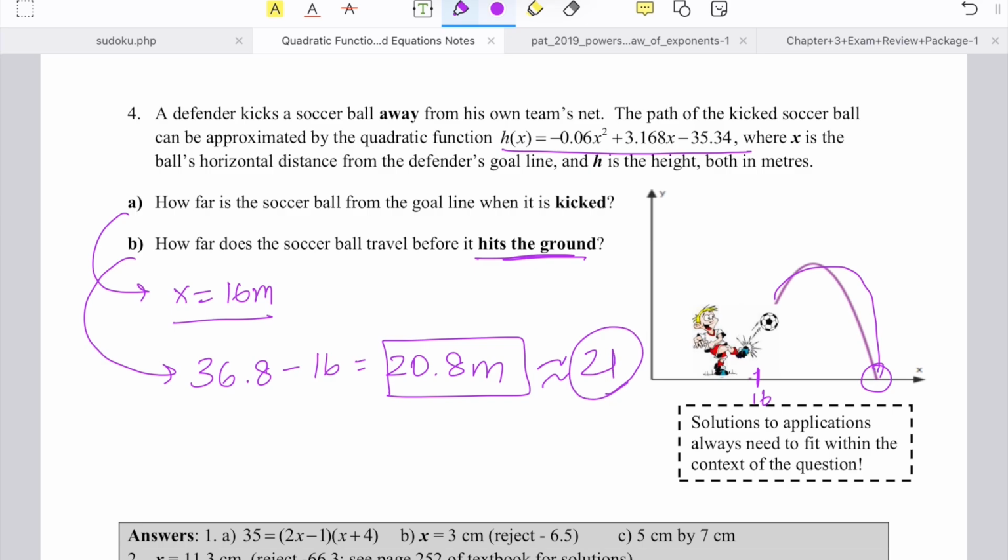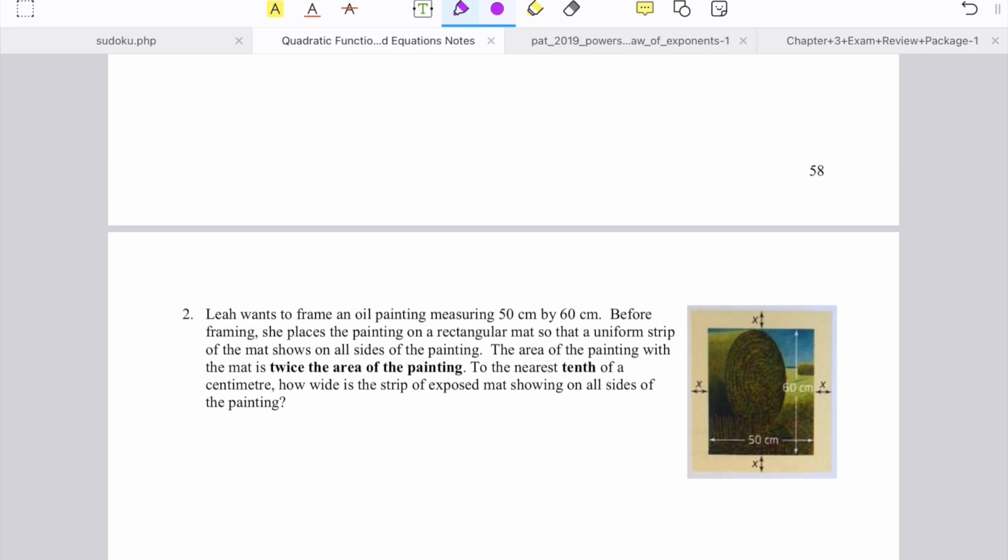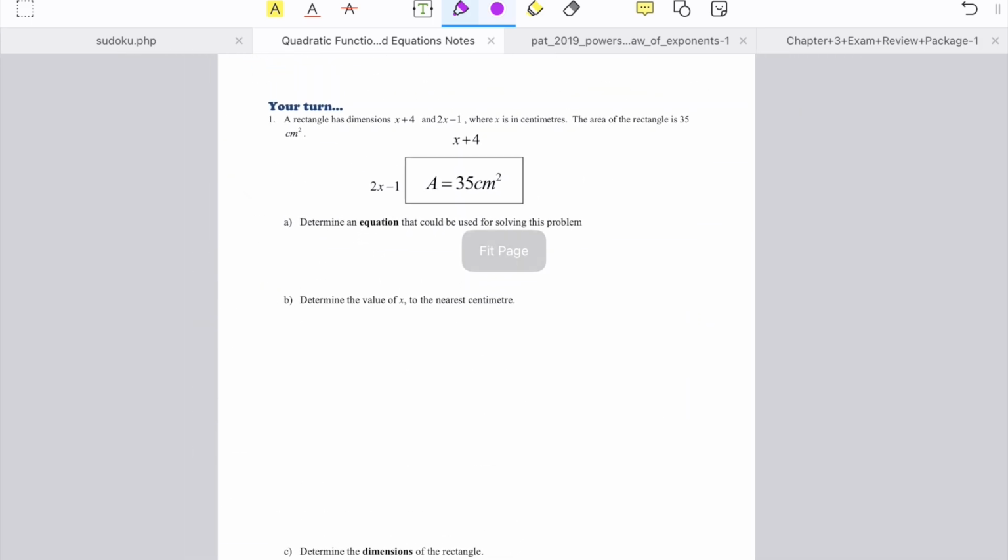So when the equation is given, it's easier. These questions are where you'll have to make the equation and then find your answers. So try these.